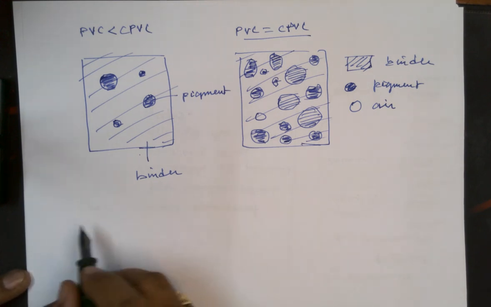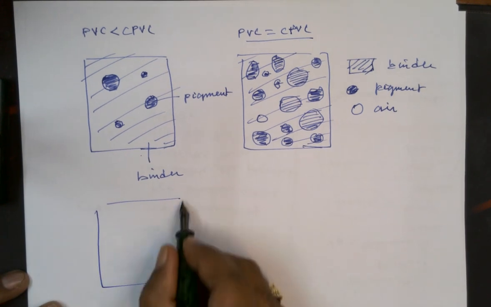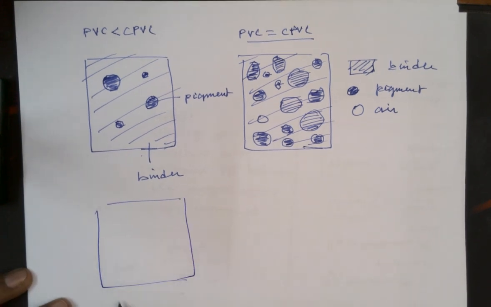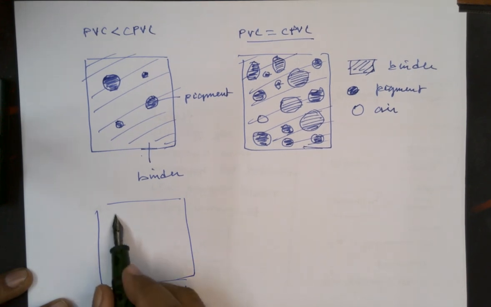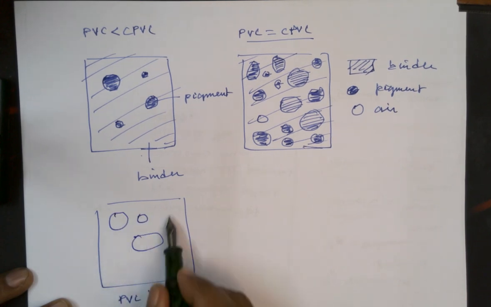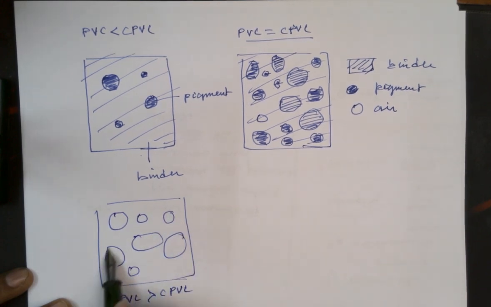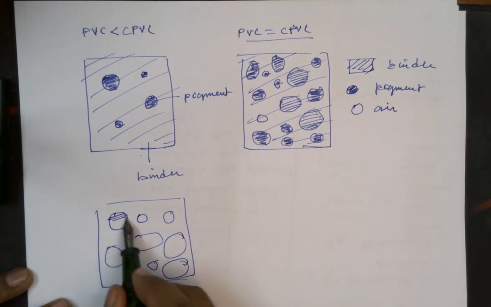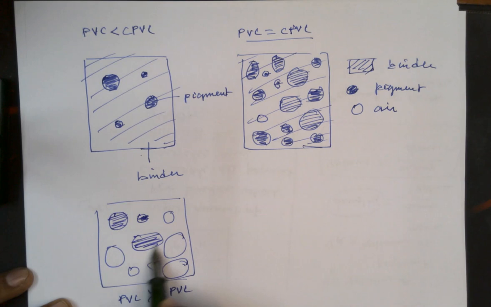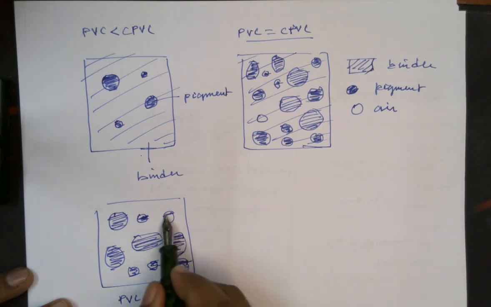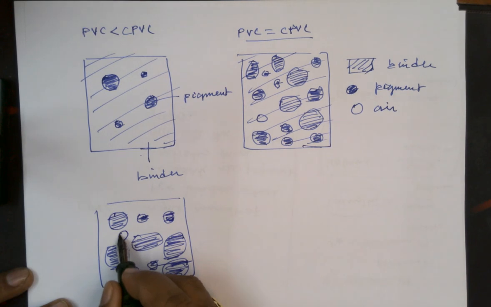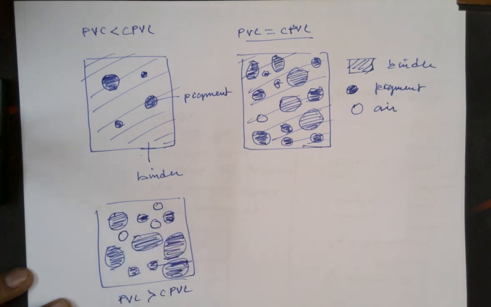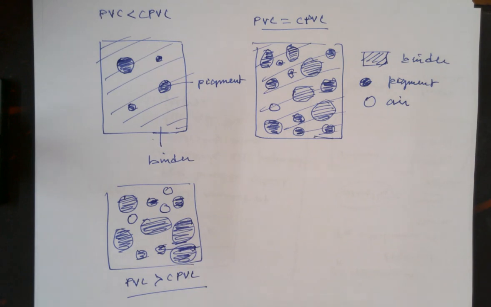And if there are any air gaps, that is PVC greater than CPVC, where you can find, okay, so these are all the pigment volumes, and besides that you have certain air gaps also. So in that case PVC is greater than CPVC.